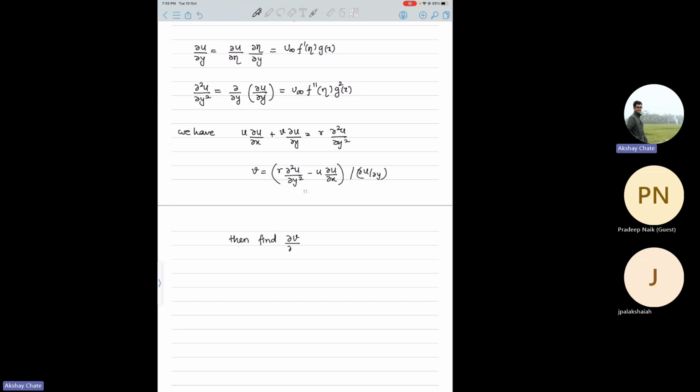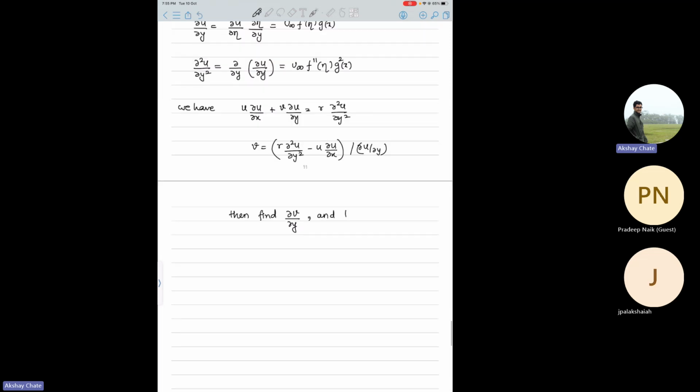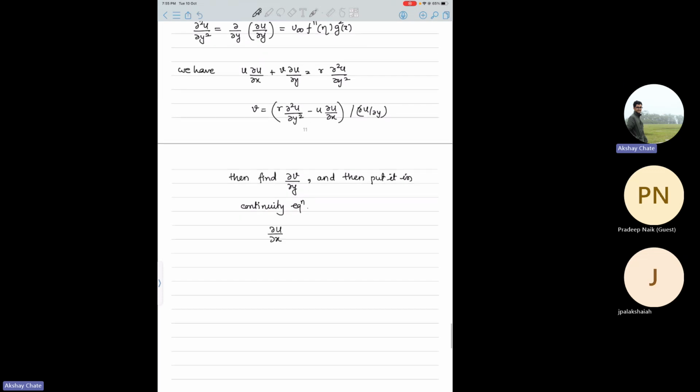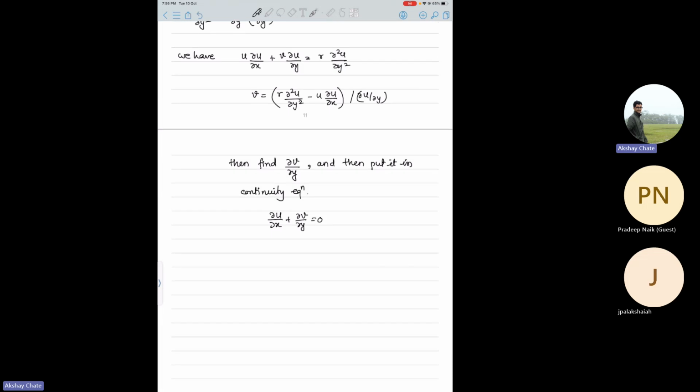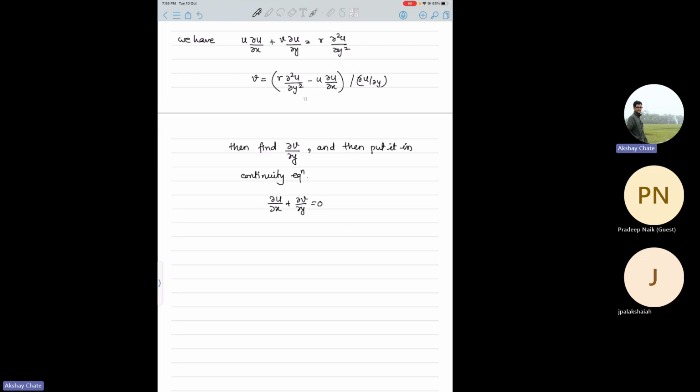Then find del v by del y and put it in the continuity equation. The continuity equation is del u by del x plus del v by del y equal to 0. Del u by del x you already have from here, and del v by del y you get through this process. I'm not going into the exact details because it will take a lot of time; it is available in any standard fluid mechanics book. If you do that, what you get is g square, a function of this, then d by d theta of f double prime of theta, first derivative, minus u infinity g prime of x by g of x into f equal to 0.